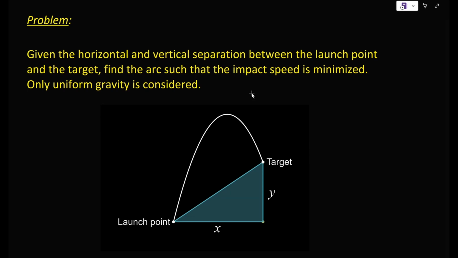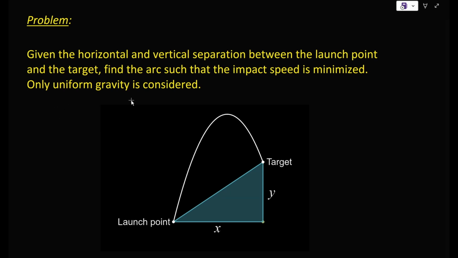Here's our problem. Given the horizontal and vertical separation between the launch point and the target, find the arc such that the impact speed is minimized. Only uniform gravity is considered. So here we have an illustration. The horizontal separation is x, and the vertical separation is y. Both have units of length.